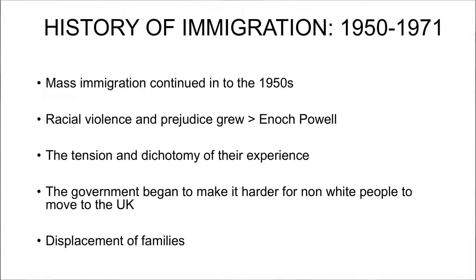So here we are, 1950 to 1971. Mass immigration continued into the 1950s, and along with that, racial violence and prejudice continued. And there's a reason why I've put Enoch Powell here, and why the original image on the first slide was a piece of graffiti that said "Powell for PM", with a black man walking in front of it. And it shows the tension that people started to face.